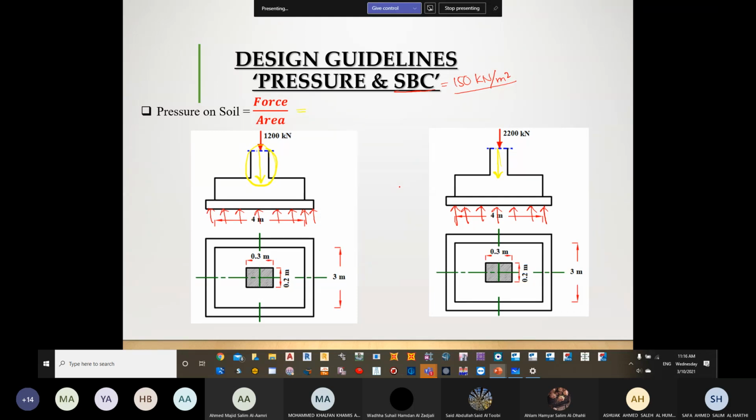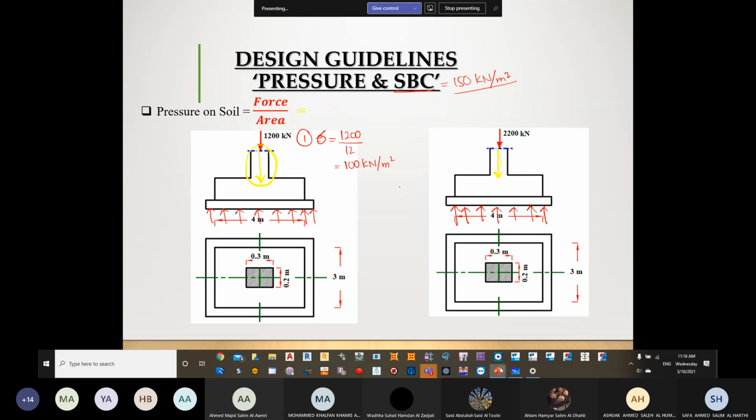Okay. Now, for the first scenario, how much is your stress? My stress is going to be 1,200 kilonewton. Okay, 1,200 kilonewton divided by, what is your area of the foundation here? Your area of the foundation is 3 into 4. Okay, 3 into 4, so that's 12, which will give me 100 kilonewton per meter square.